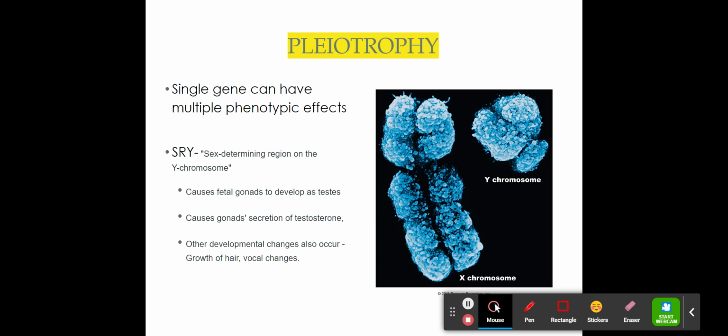And once the gonads or the testes are being produced, it will cause them to start releasing testosterone. And then also once that happens, as the child or the offspring grows up, it will also cause hair growth, vocal changes. It will cause the formation of an Adam's apple in humans. It will cause the square shaped jaw. So all of these more typical masculine features are caused by this SRY gene on the Y chromosome.